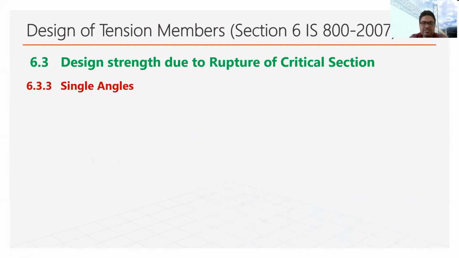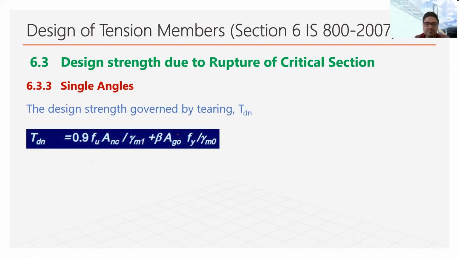Now coming to the angle section, if there is a single angle section, I have already discussed that there may be two cases. If both the legs of the angle are connected, or if one leg is connected, then there may be a reduction of strength because of the presence of the shear lag effect. This is the case if one leg is connected. In that case we use this factor beta. This beta is the factor which takes care of the shear lag.